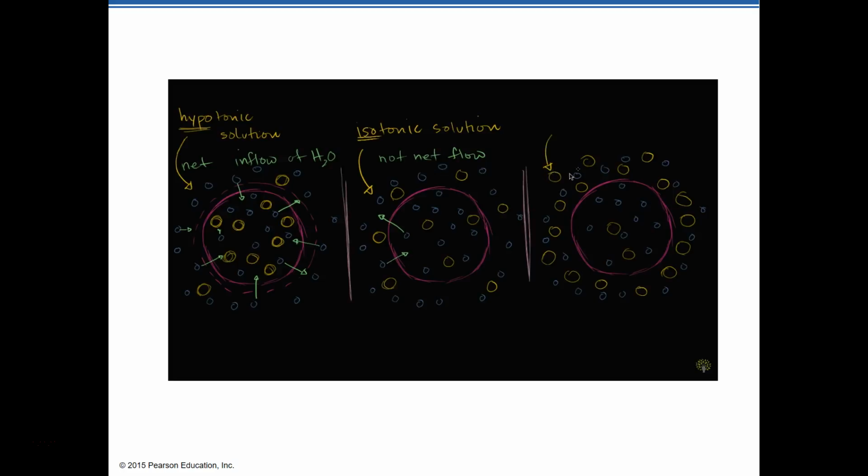Well, I have more of something in the solution, so I would use the prefix hyper. I have more of it, more hypertonic. This is a hypertonic solution. And once again, the solute can't go across the membrane, but the water molecules can. You're going to have water molecules going from the outside to the inside, and from the inside to the outside. But the probability that the ones on the inside are going to be less obstructed to go out than the ones on the outside to go in. And so you're going to have a net outflow.